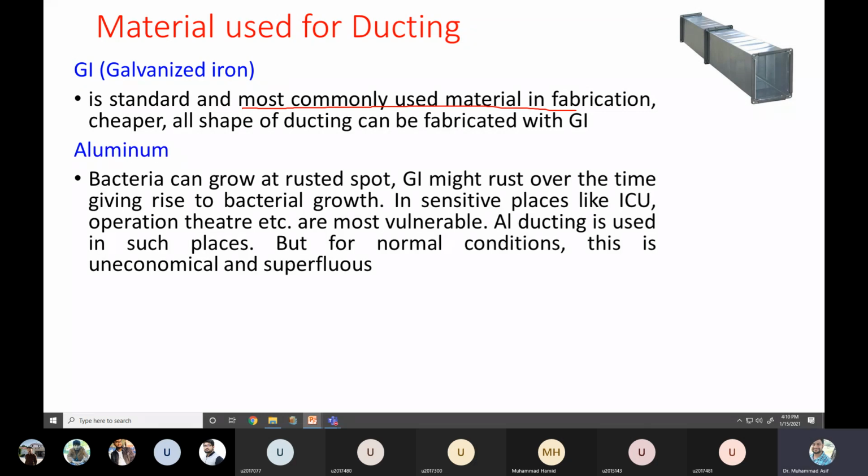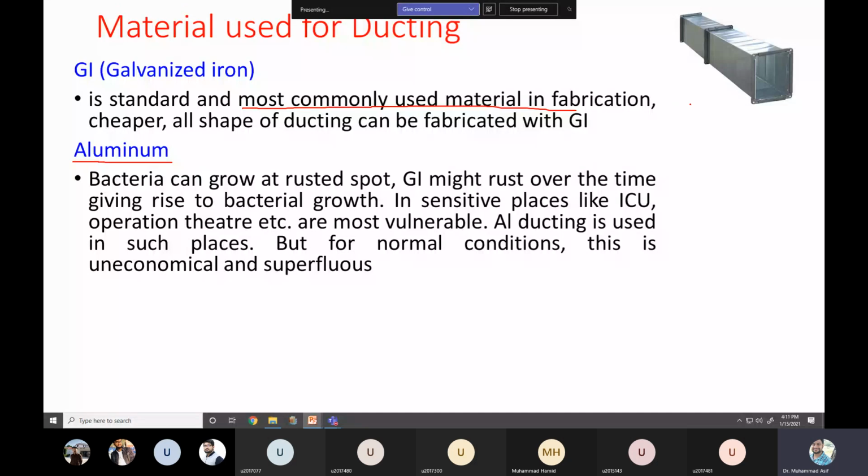And the second type of material that is being used for ducting is aluminium. Now, aluminium is not so common for the ducting material, right? The reason is the cost. Aluminium is expensive compared to the galvanized iron. But sometimes it depends upon the location where you want to use the ducting.